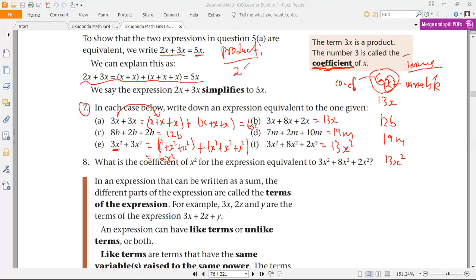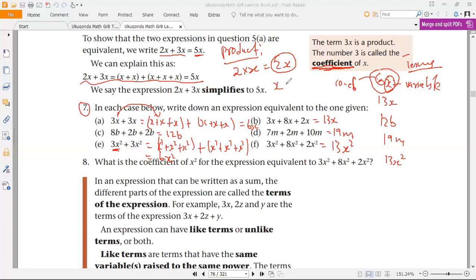So if I multiply 2 times x, I get 2x. And remember what I said in the previous lesson, we don't usually write the multiplication sign. That's what we do as mathematicians. So this thing here is a product, meaning you got this because you multiplied this and that. So a term, again, I repeat, is a product of a number and a variable. Are you with me?